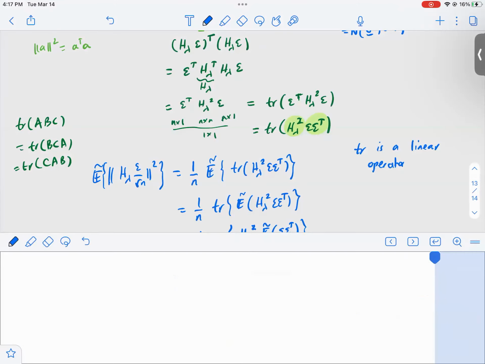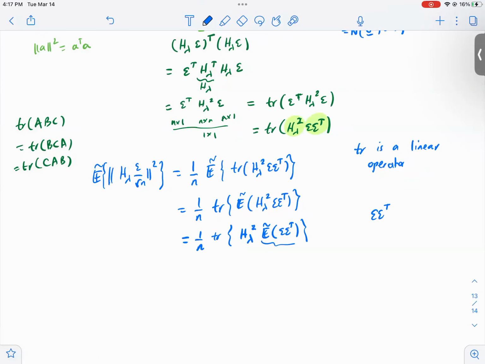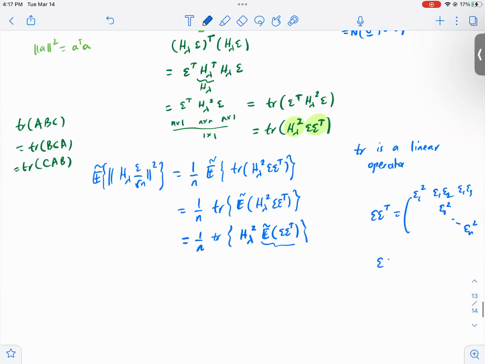So epsilon epsilon transpose is really like epsilon 1 squared, epsilon 1 epsilon 2, epsilon 1 epsilon 3, and so on. On the diagonal it's going to be epsilon 1 squared up to epsilon n squared, but the off-diagonals are epsilon i epsilon j. So the ij element of this is epsilon i epsilon j. It's an n by n matrix. Because it's zero mean, this is going to be the covariance matrix of epsilon. If you haven't seen this, hopefully you've seen it now. This is the covariance matrix.